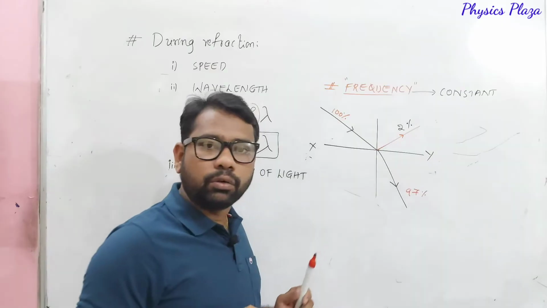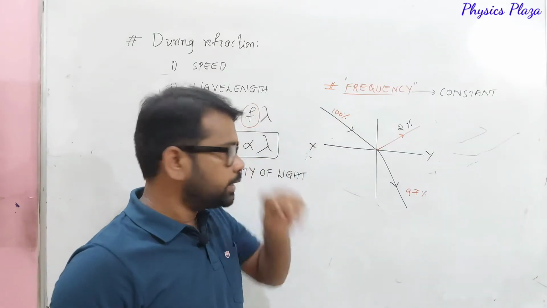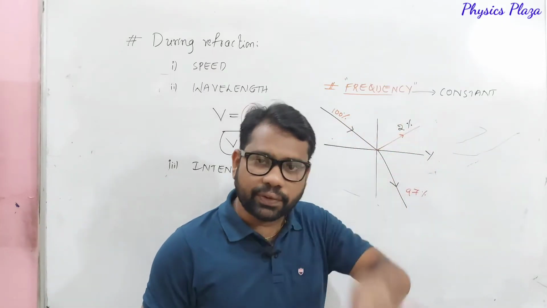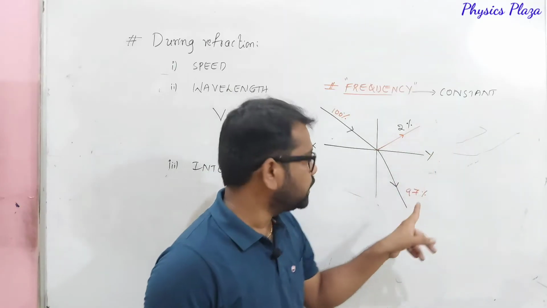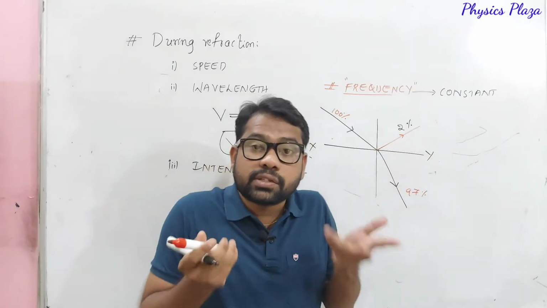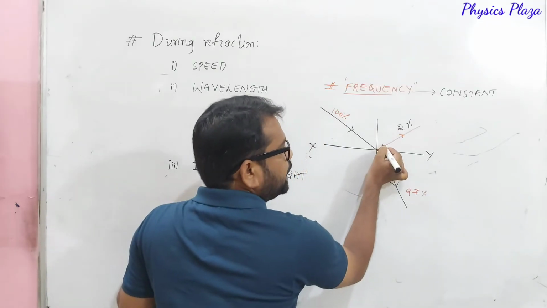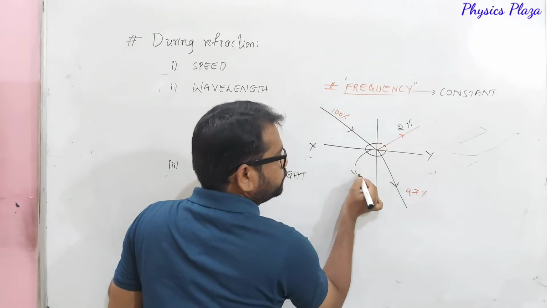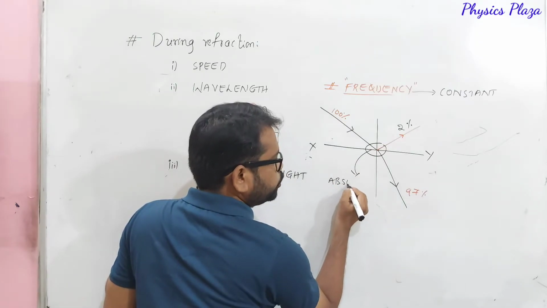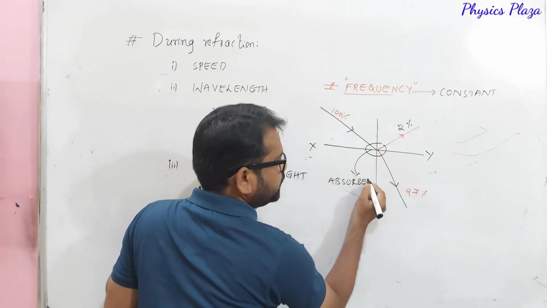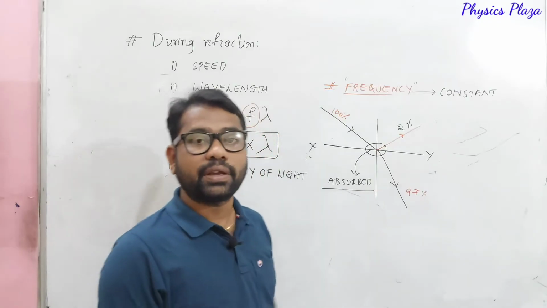But still we will get one doubt. It is 100%. 97% of light is getting refracted, 2% is getting reflected. 97 plus 2, how much is it? Still 99. What about that 1%? Dear children, that light energy may get absorbed here. Light is absorbed. It's very, very important to understand.